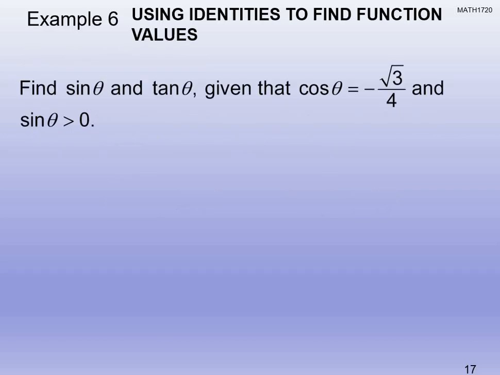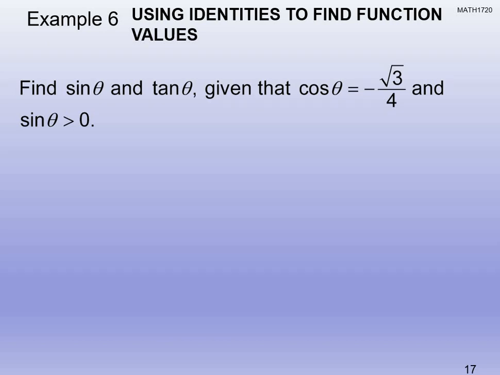We're going to use these to solve trig functions here. So we want to find sine of theta and tangent of theta, given that cosine of theta is negative square root of 3 over 4, and the fact that sine has to be greater than 0. That's important because that tells us what quadrant we're going to be in. Cosine has to be negative because it's defined as negative square root of 3 over 4, and sine has to be positive. Where's the only place that happens, when cosine is negative and sine is positive? The second quadrant. That's important because it lets you know how to draw things out here.